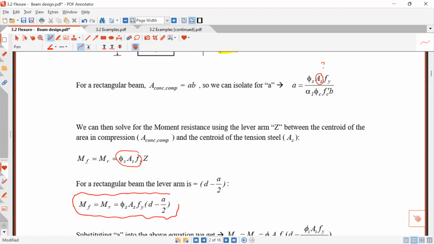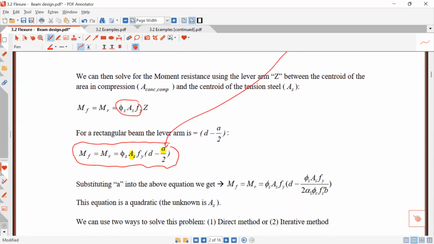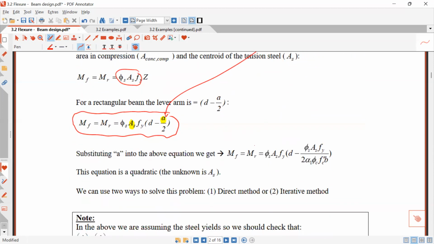But what's the problem now in design? I don't know this AS. And as I just mentioned, I don't know how to get A because it is also a function of AS. So if I took this A in terms of AS and put it into my formula here, then I'm going to end up with what's shown here. And then on this side, instead of solving for MR, I'm going to put MF, right? This is what we need. We need MR to be at least equal to MF.